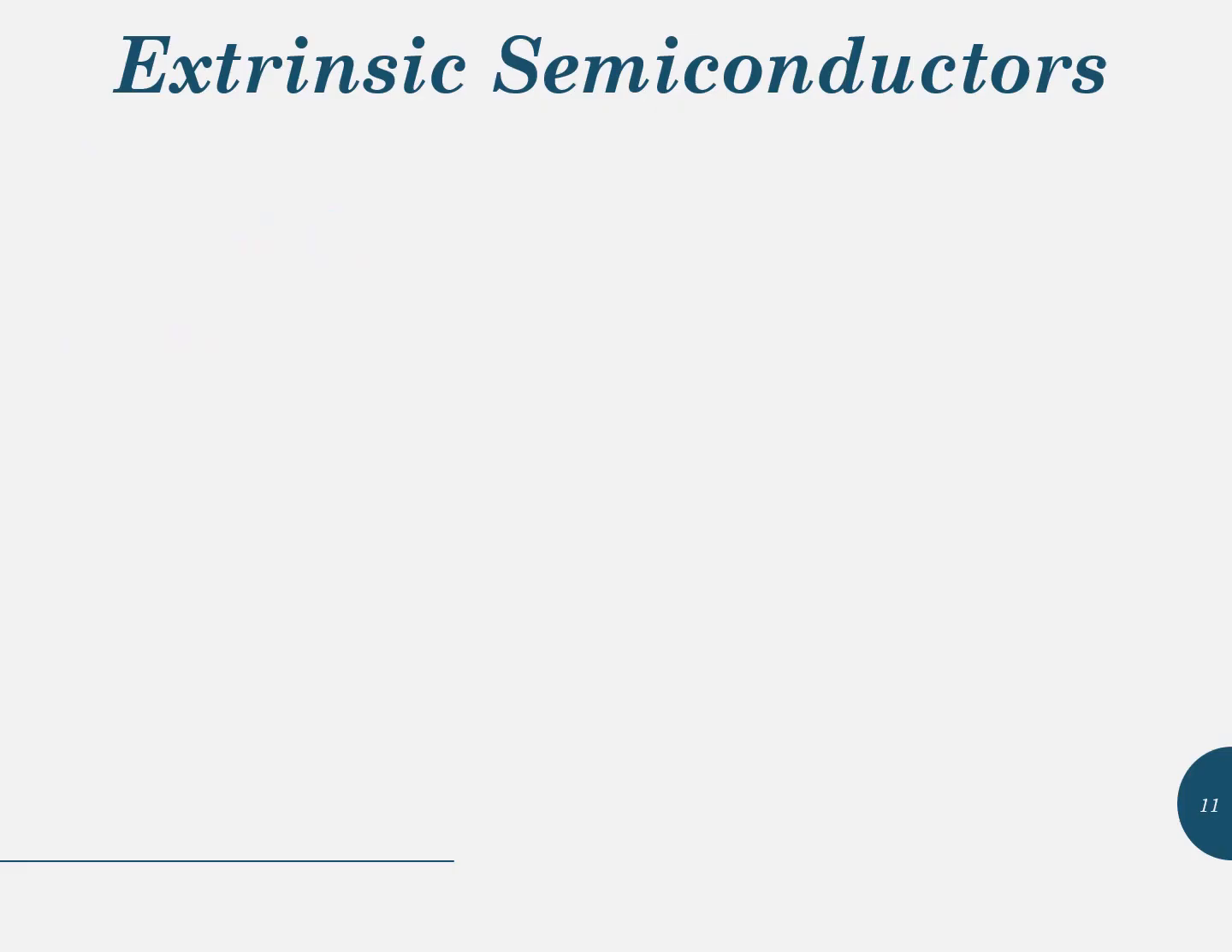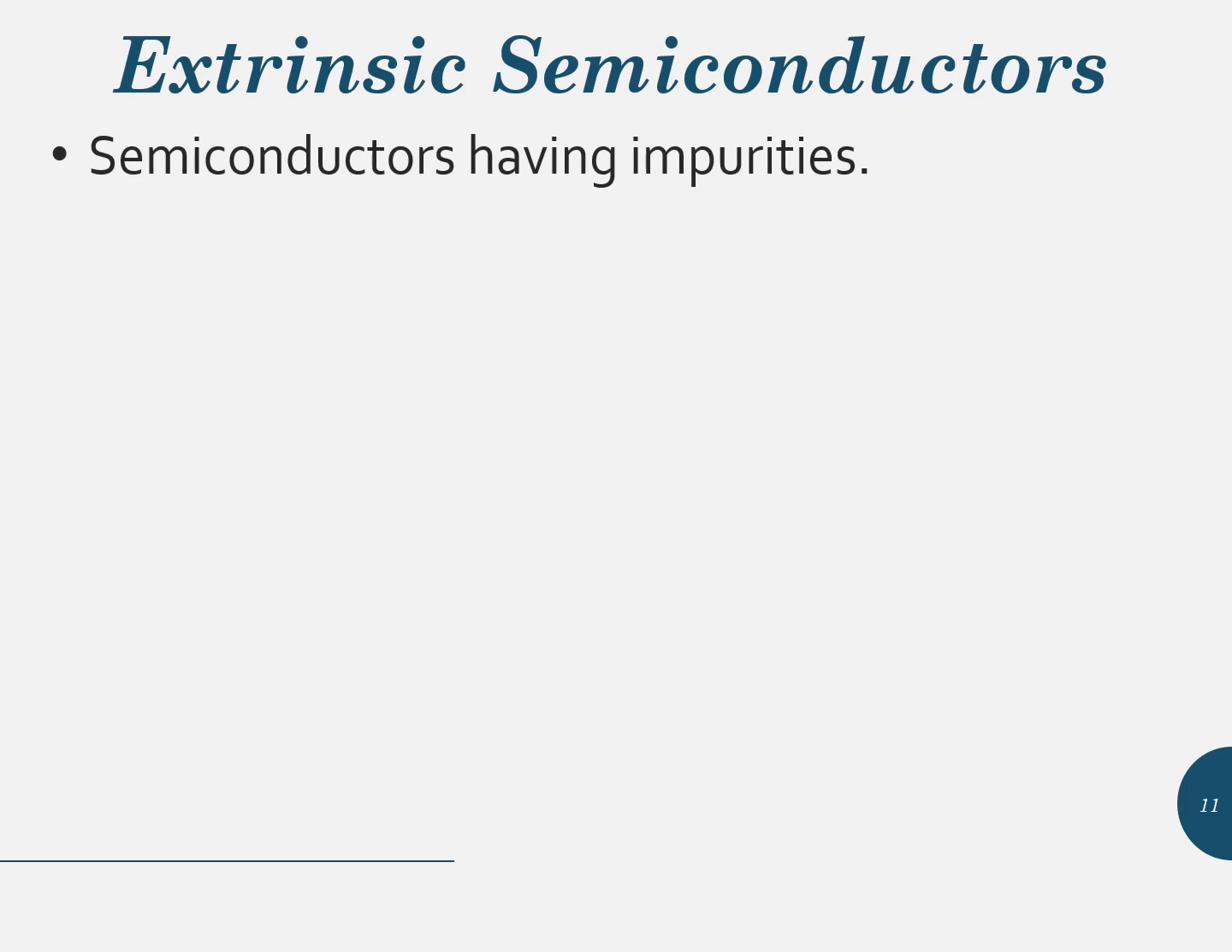Now we will talk about extrinsic semiconductors. Since semiconductors are generally poor conductors, their conductivity can be drastically increased by the controlled addition of impurities to the intrinsic or pure semiconductive material. It means extrinsic semiconductors have impurities.